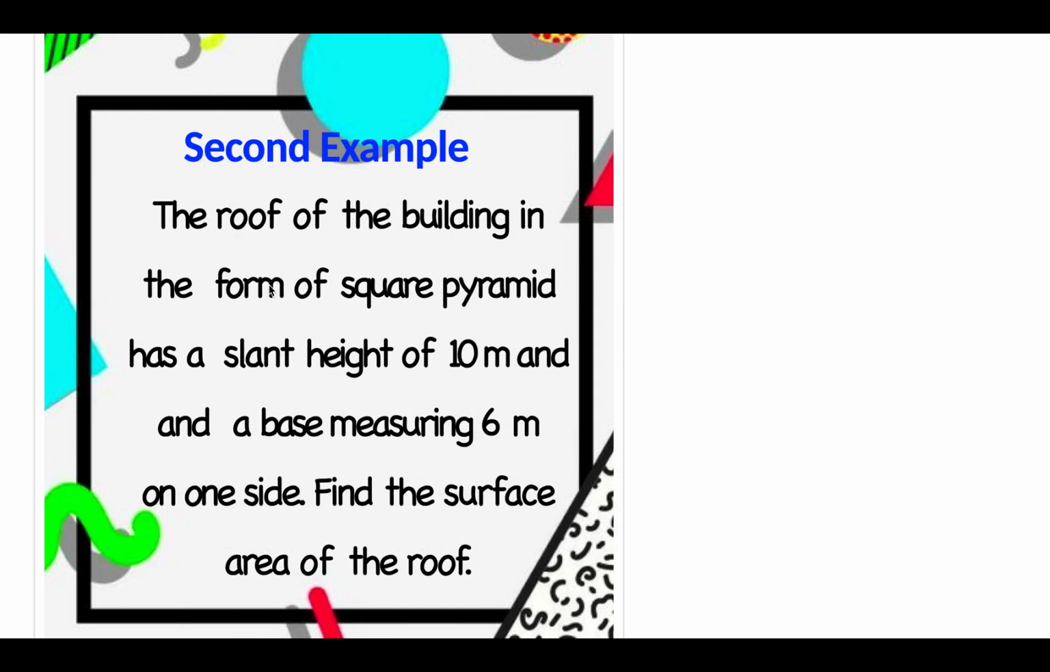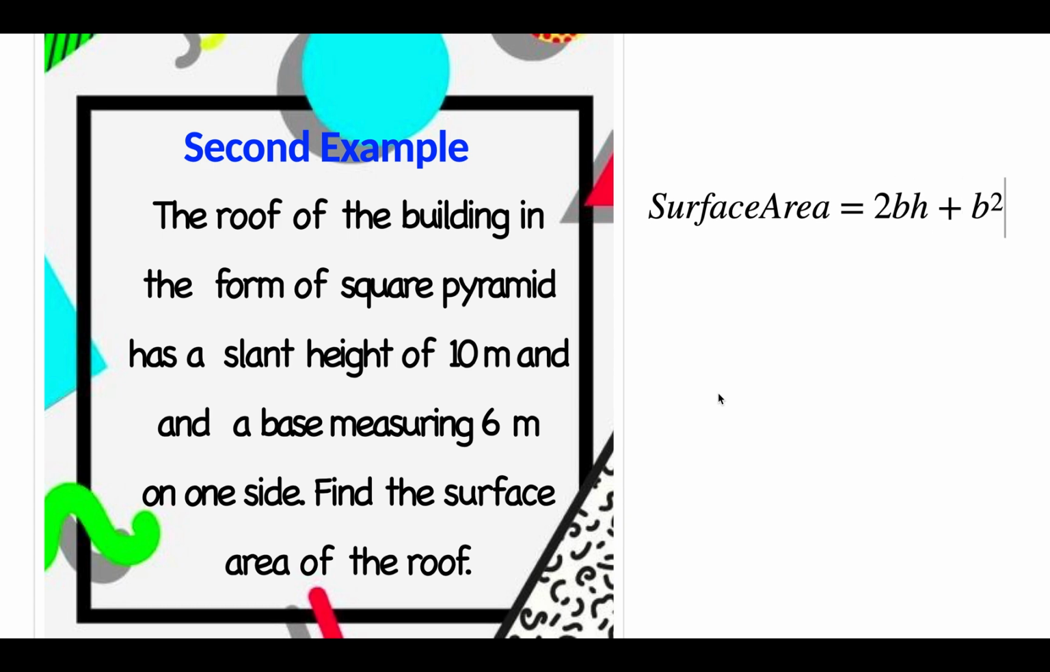Now, let us proceed to our second example. The roof of a building in the form of a square pyramid has a slant height of 10 meters and the base measuring 6 meters on one side. So find the surface area of the roof. Looking here, given the measure of one side, which is 6 meters. But then again, the form is a square pyramid, so definitely all of the sides of the base will be 6 meters. And then the slant height is 10 meters.